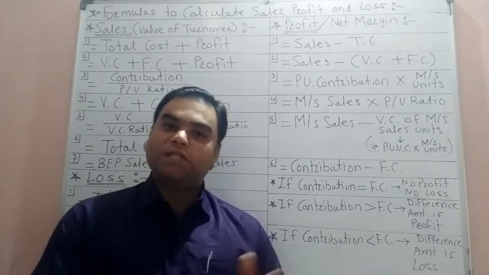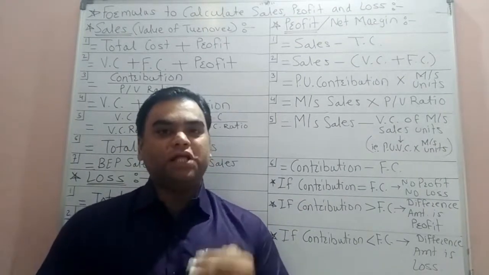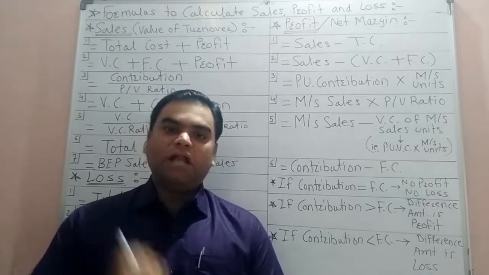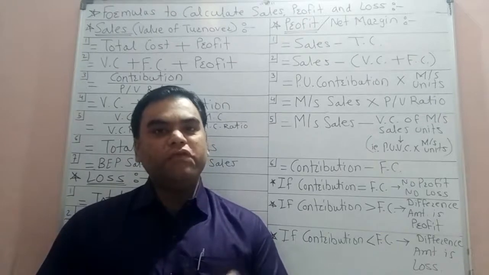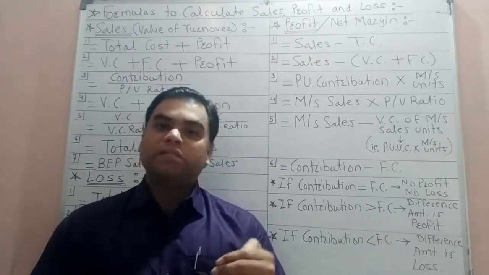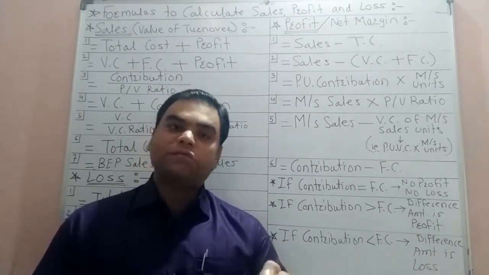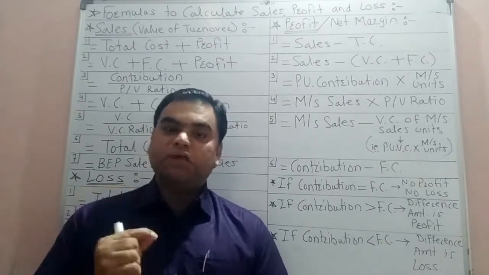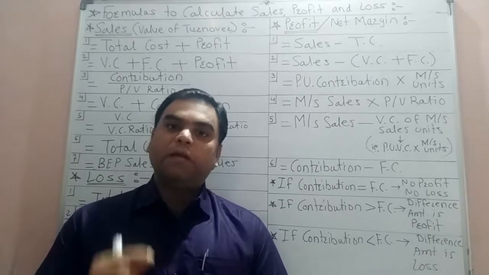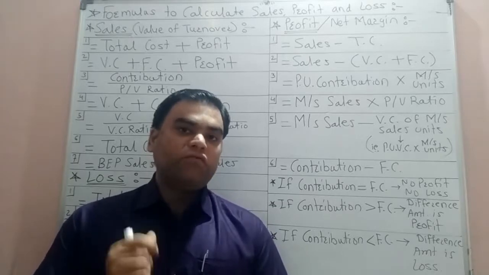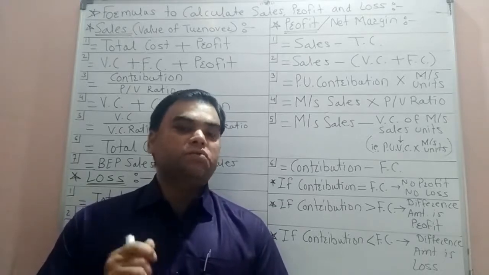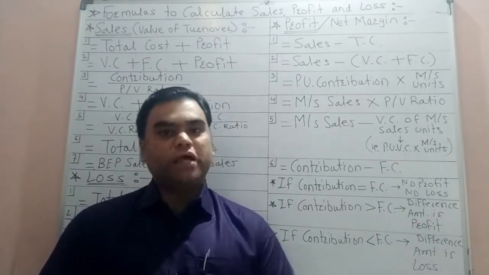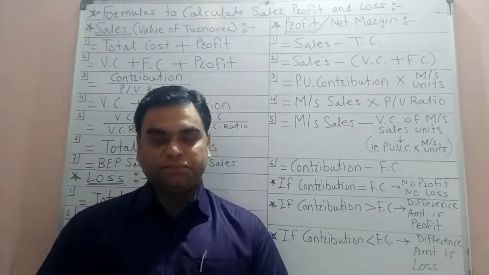Since our last several lectures, we have been discussing various formulas of the marginal costing technique. In our last lecture, we discussed how we can use PV ratio as a master key to solve the various problems of marginal costing technique. We also discussed various formulas to calculate PV ratio, that is profit volume ratio or contribution to sales ratio, and variable cost ratio, which is also known as marginal cost ratio.